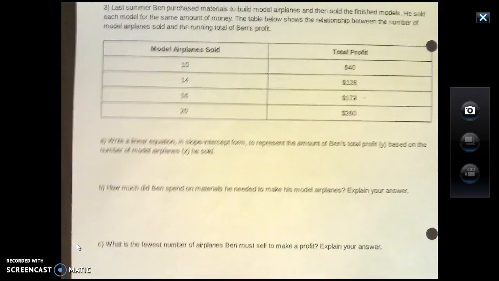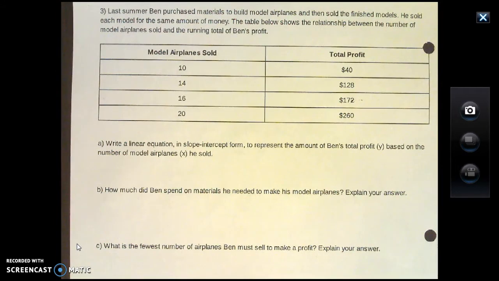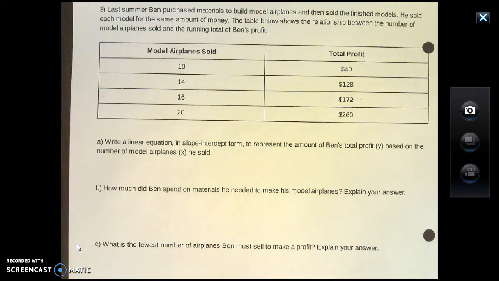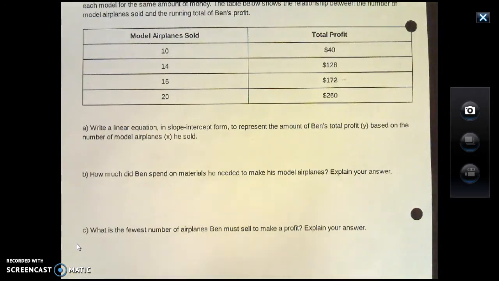Now, last summer, Ben purchased materials to build model airplanes and then sold the finished models. He sold each model for the same amount of money. The table below shows the relationship between the number of model airplanes sold and the running total of Ben's profits. All right. This is an excellent problem. Let's take a look here. Write a linear equation in slope-intercept form to represent the amount of Ben's total profit y based on the number of model airplanes x he sold.